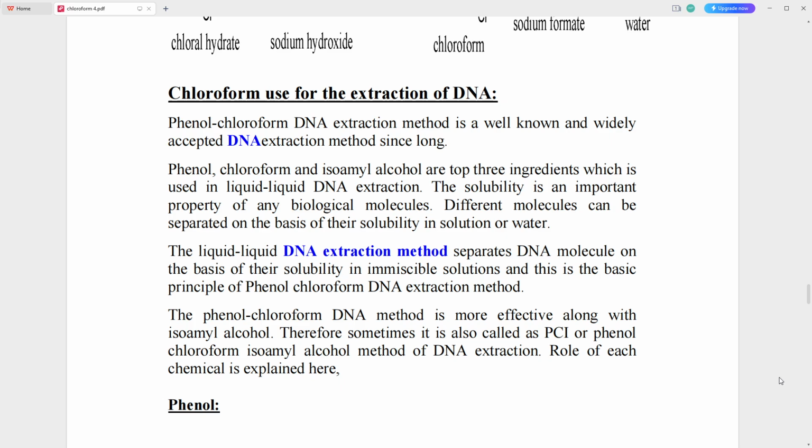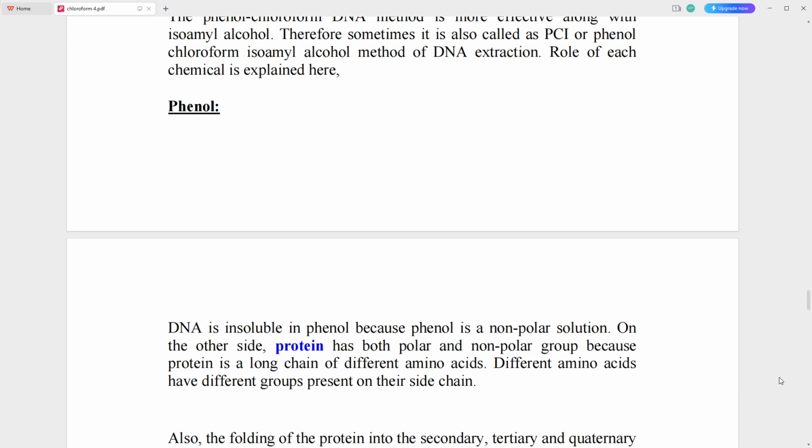The phenol-chloroform DNA method is more effective along with isoamyl alcohol. Therefore, sometimes it is also called the PCI or phenol-chloroform-isoamyl alcohol method of DNA extraction. The role of each chemical is explained here. First of all, we discuss the role of phenol.